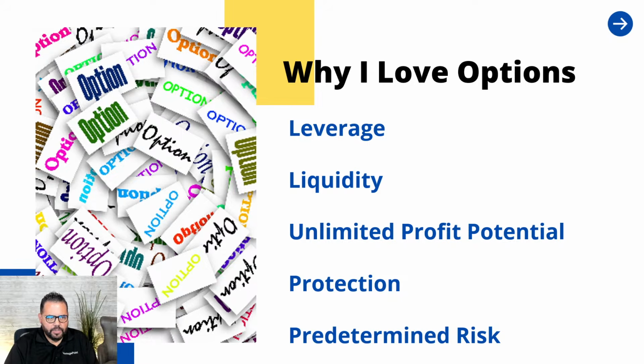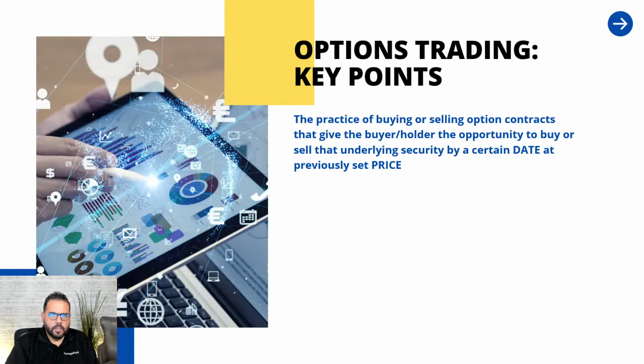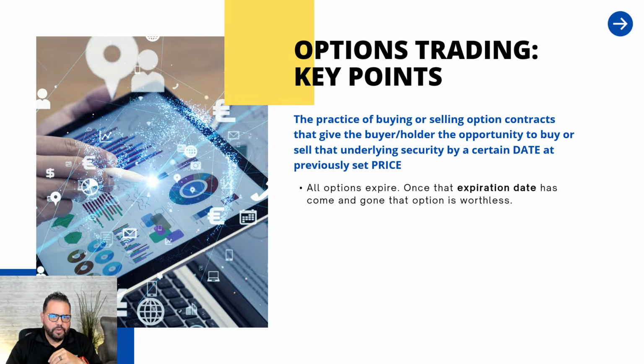Options trading key points. Let's keep on going down the path a little bit. We're going to start with some beginner stuff, and then of course we're going to dig into the details. The practice of buying and selling options contracts basically gives the buyer or the holder the opportunity to buy or sell that underlying security by a certain date at a previously set price. For those of you that are newer to options or thinking about options, those 2 things are very, very key to an options trading scenario.